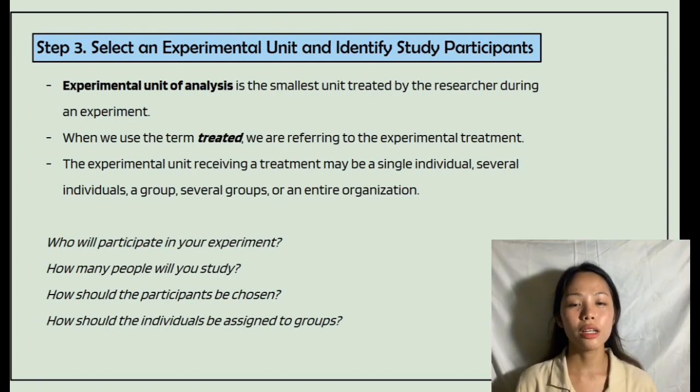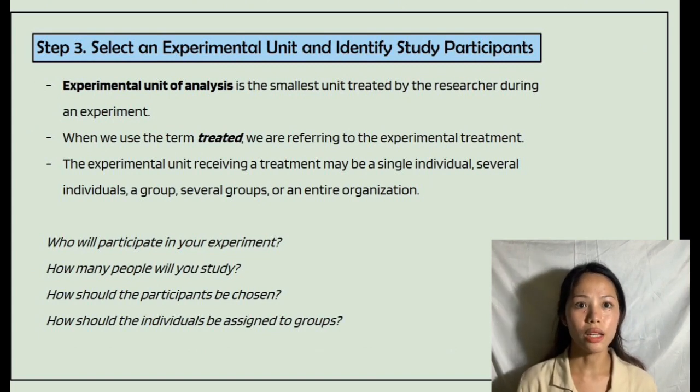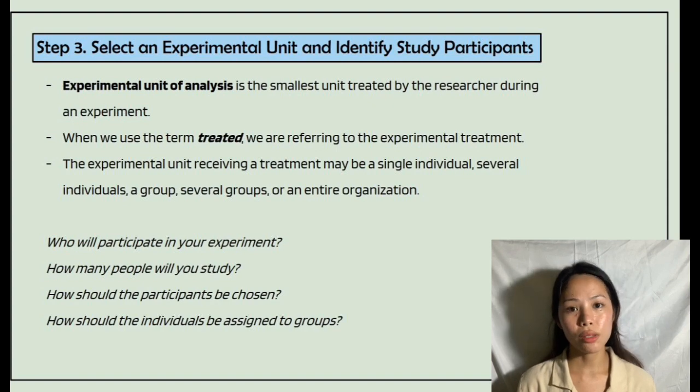Next is, how should the individuals be assigned into groups? An optimal situation is to randomly assign the individuals into groups. It helps minimize potential biases and ensure that groups are comparable at the outset of the study, but this procedure may not always be feasible.